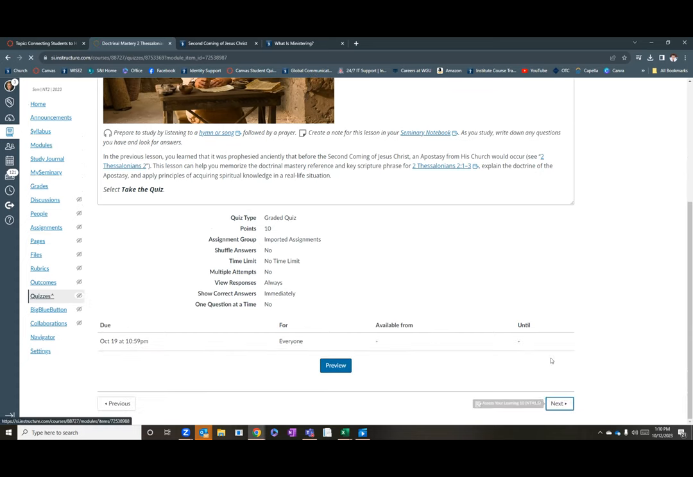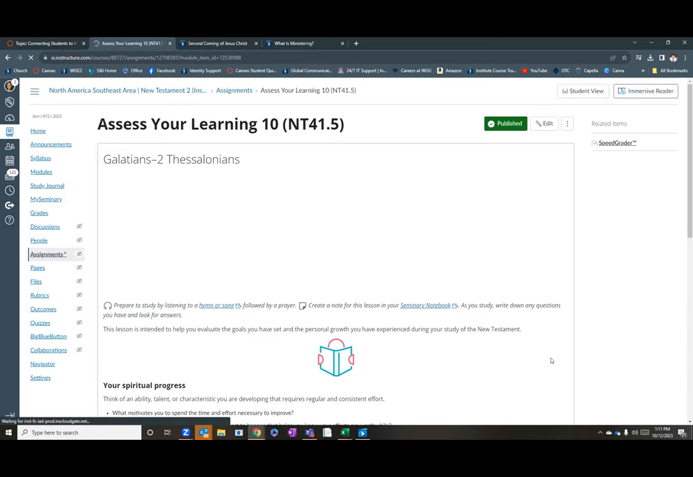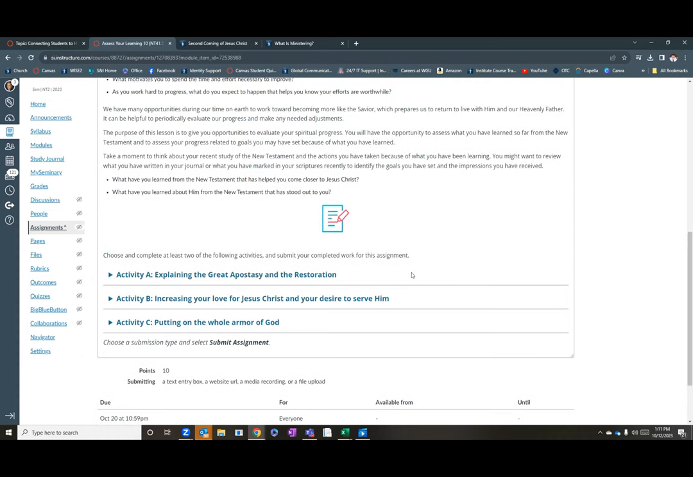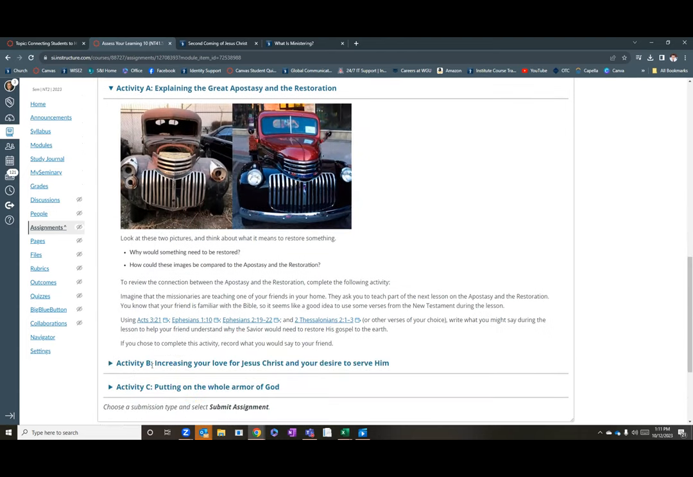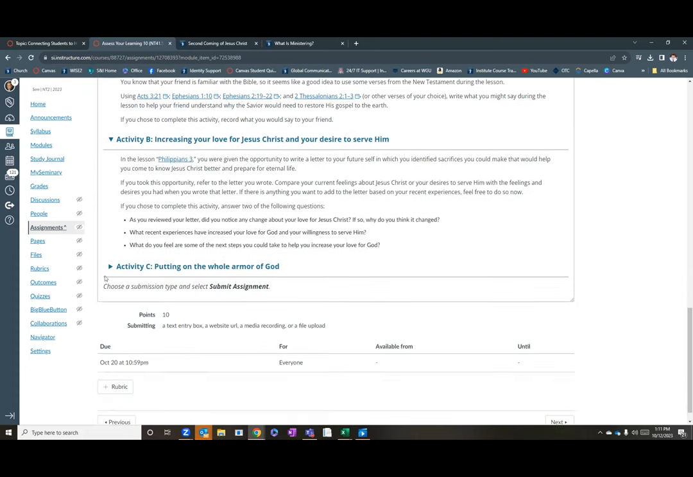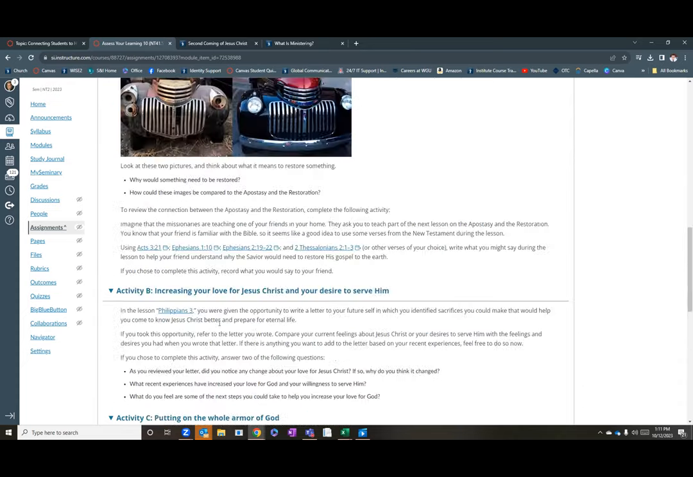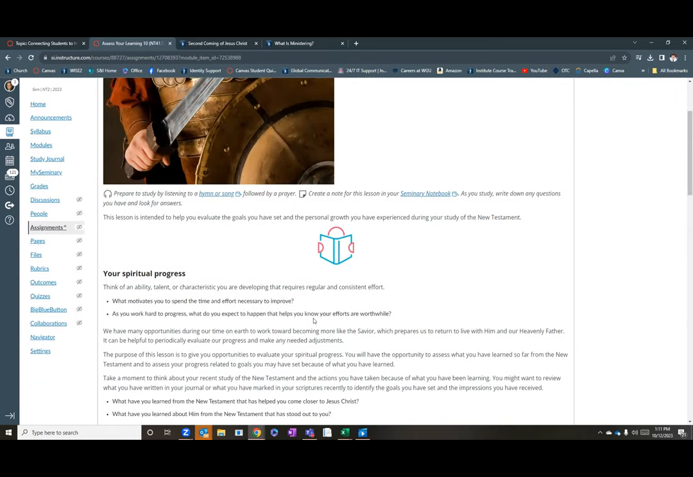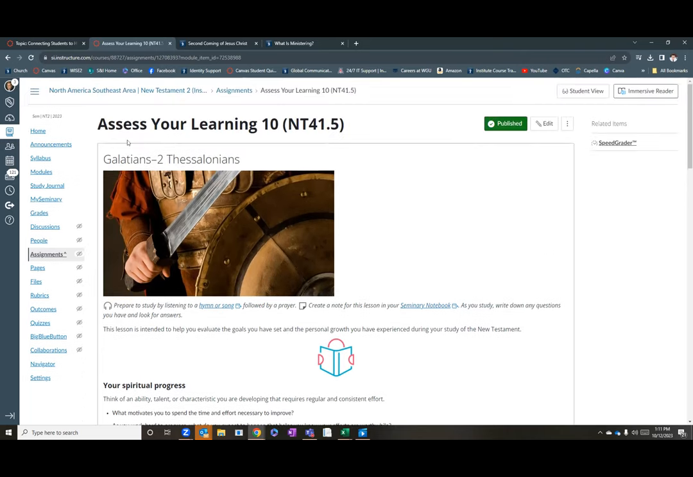Now, the last one is one of those assessments that we have. It's set up to be a quiz, a writing experience, to choose understanding certain things about the great apostasy, love and serving the Savior, and putting on the whole armor of God. These are doctrines that are really important for our youth to understand. That's the purpose of Assess Your Learning, to make sure they understand and have gained application for these resources. So hopefully that's the resource of understanding the way this week is set up.